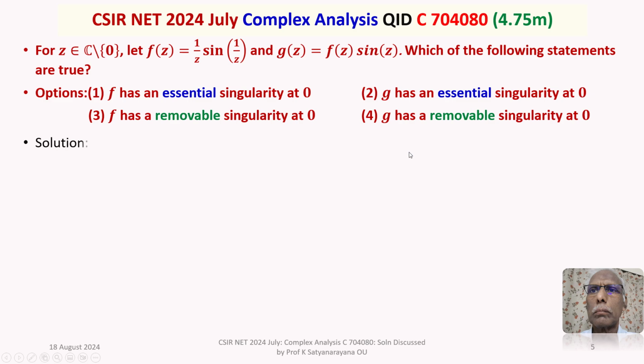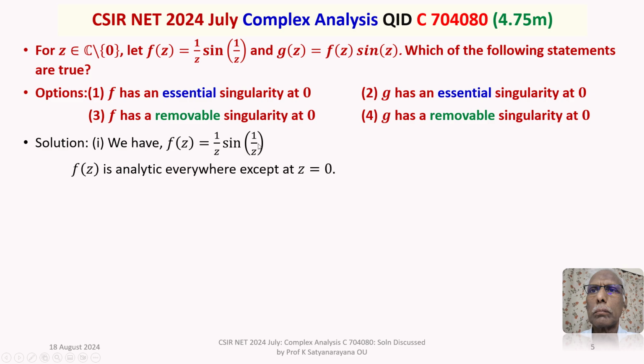Let's now discuss the solution of the problem in detail. We take first the function f of z is equal to 1 by z into sine of 1 by z. If you see f of z, it is analytic everywhere except at z is equal to 0. Since z is equal to 0 is the only singularity of the function f of z, it is an isolated singularity of f of z.